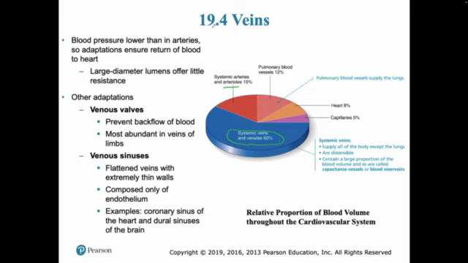Blood pressure in veins is naturally lower, because blood is passively flowing away from the organs, right? But there are two important other structures that veins have. Firstly, venous valves. A valve prevents backflow so that the deoxygenated blood doesn't go back to that organ again. Or venous sinuses, which are flattened veins with extremely thin walls composed only of endothelium. We see this in the coronary sinus of the heart.